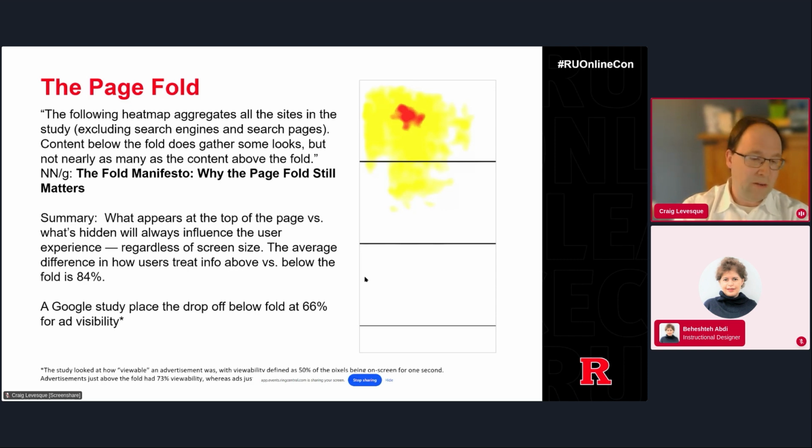screen for 1 second. And by their numbers, advertisements above the fold get 73% viewability, and below the fold, I think it was, I can't remember the number, but they average it out to 66%, a 66% drop off below the fold. Those numbers aren't numbers I like to use because they're specifically geared towards advertising. And I think those can really muddy the waters if you're online looking for items or information about how to view things or how to track things.